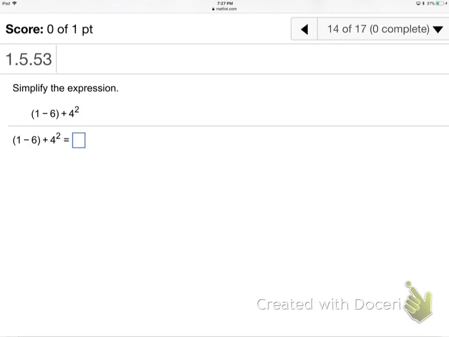Let's try that one. Can y'all read that? Let me make it a little bigger. So 1 minus 6 plus 4 squared. All right, so try that one. What do you do first on that one? Parentheses. The parentheses, huh? Do the parentheses there.